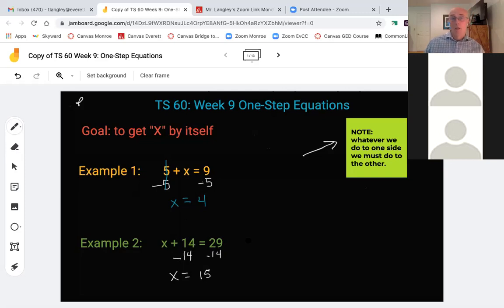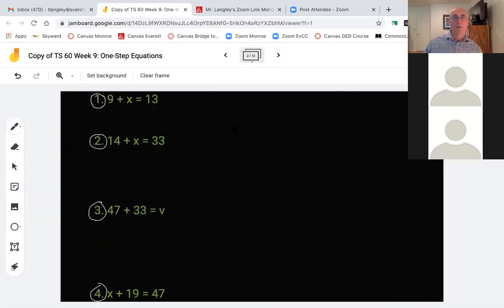Okay. So let me repeat a couple of concepts. We're trying to get x by itself. That's number one. Number two, whatever we do to the side that x is on, we have to do the same to the other side. So if I subtracted 5, I have to subtract 5 from the other side. If I added 5, then I have to add 5 to the other side, okay? All right, having said that, let's walk through a couple more, and then we're going to get to ones that are a little bit more complex, but I'll show you how to do them.